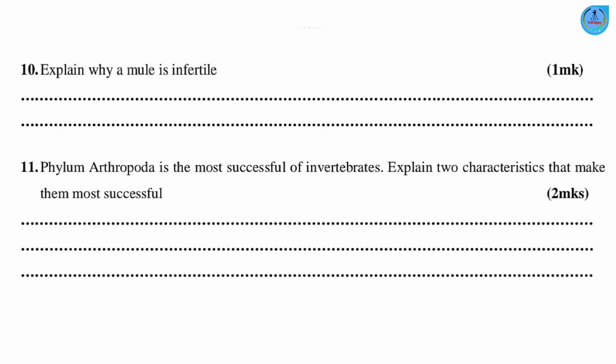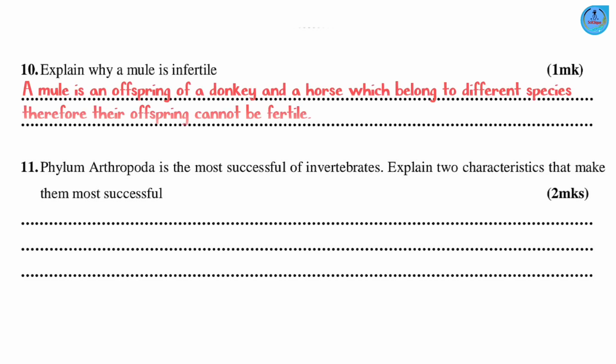Moving on to question number 10. Explain why a mule is infertile. Now, a mule is an offspring of a donkey and a horse. So these are 2 animals that belong to 2 different species. Therefore, they cannot produce a fertile offspring.